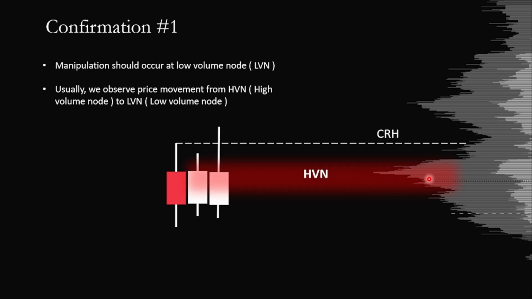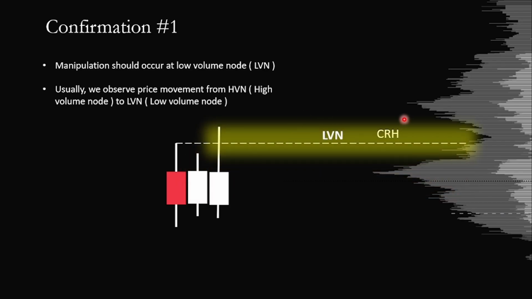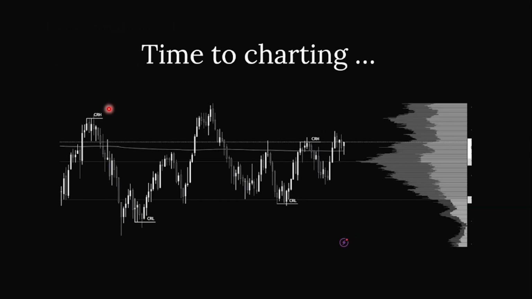This part of the price where more volume transacted, where the most orders executed, is called the high volume node, and the part where fewer orders executed is called our low volume node. I think you understand that as simply as possible. Now let's look at how we can apply this model on the charts.